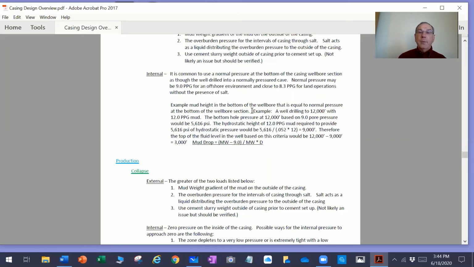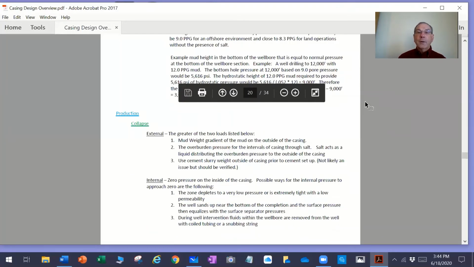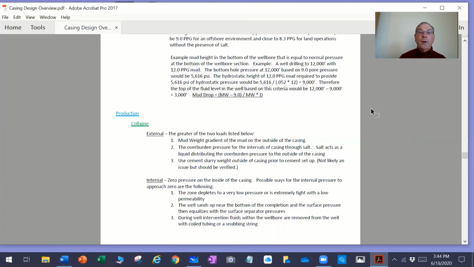So we'll see that in examples when we look at the collapse example that I go over later. Now, the production load case criteria for collapse is that the external pressure is, again, either the mud weight on the outside of the casing, the overburden pressure for salt if it goes through salt, or the cement slurry weight. So it's the same criteria on the outside for production. The internal pressure is real easy to calculate. It's 0. We use 0 pressure on the inside of the casing for a production load case.